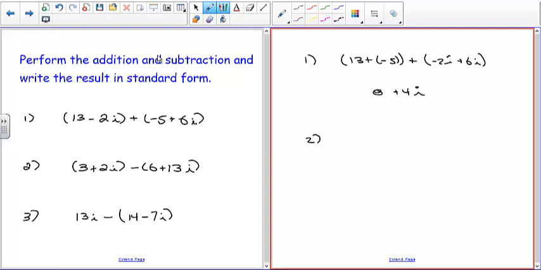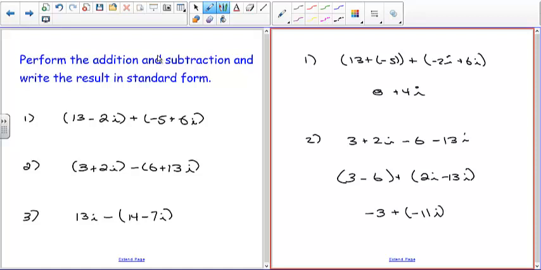The second one, we have 3 plus 2i minus 6 plus 13i. So one thing we could do is we could take those parentheses away for right now. And by doing that, I'm going to distribute that negative sign to both terms. So it's -6, -13i. Then we group the real parts together, and we can group the imaginary parts together, and then we can add the real parts, and we add the imaginary parts. So 2 minus 13 is -11. And then I could take that parenthesis away, so I'd have -3 minus 11i. So that's your answer for here.